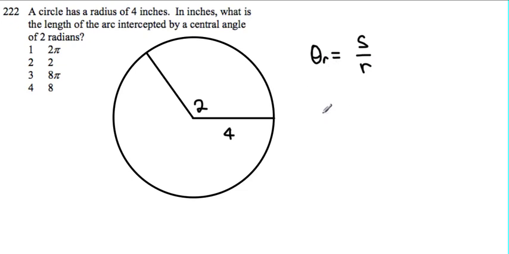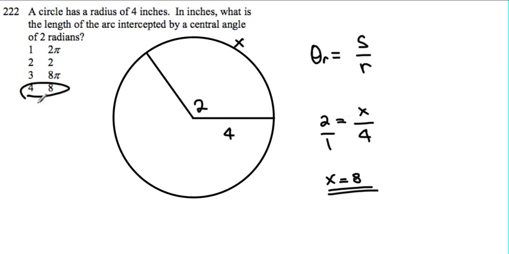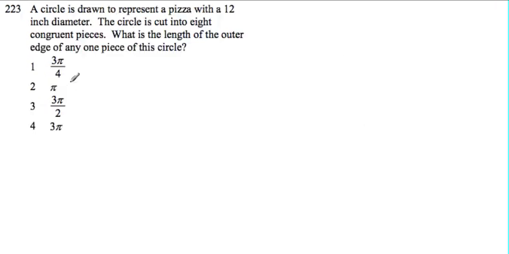So in fact, if I call this one X, then we get 2 is equal to X over 4. Simply we can put 2 over 1 here and then cross multiply, we get X equals 8. And therefore 8 will be our answer, which is choice 4.